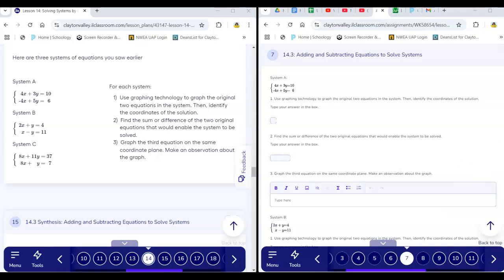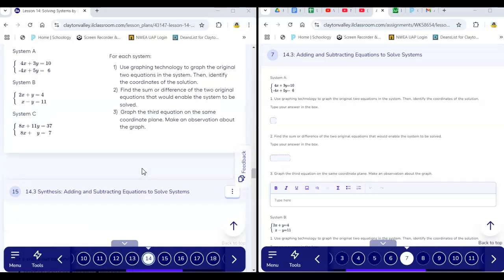I'm not going to do this for you. I want you to do it for yourself, and then we're going to talk about it later. So you're going to use graphing technology. You're going to find the coordinates of the system. Then you're going to find the sum or difference of the two original equations. And then you're going to graph the third equation on the same coordinate plane.